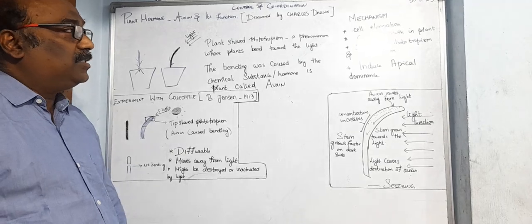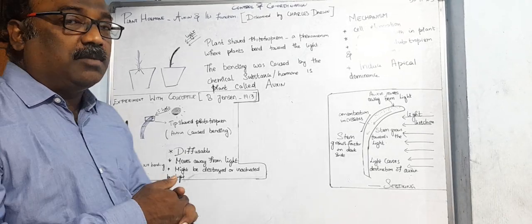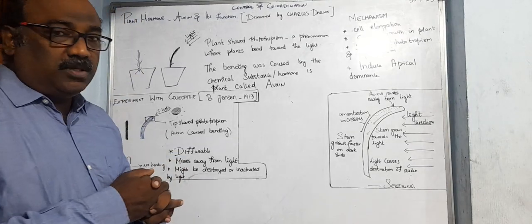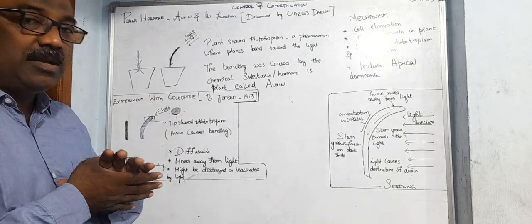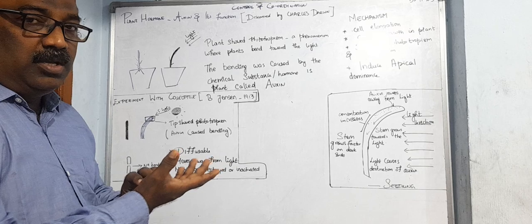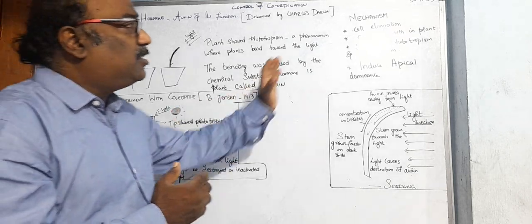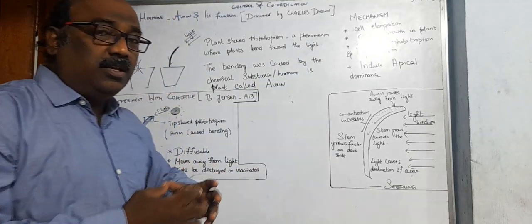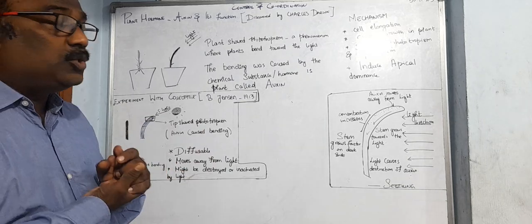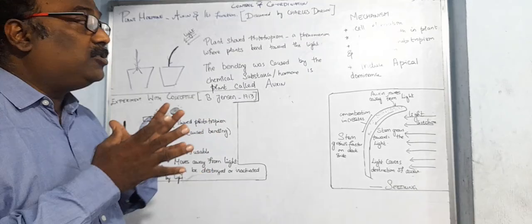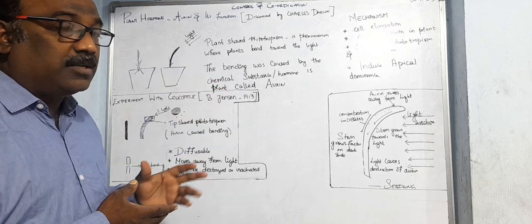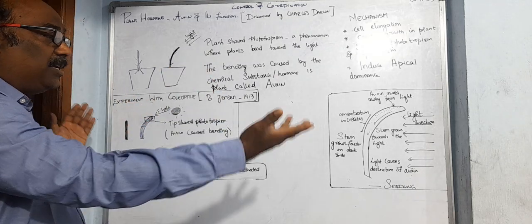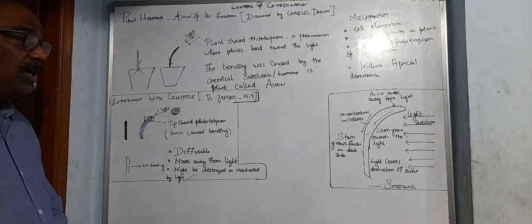This is all about auxin. Once again, I'll say what auxin is. Auxin is a plant hormone which is necessary for primary growth. Then this causes cell elongation. Due to this there is growth in the plants, and it also shows phototropism and geotropism. And one more point is that it induces apical dominance. Once again, try to take a screenshot of this and revise this.